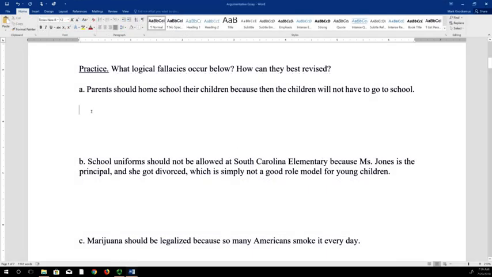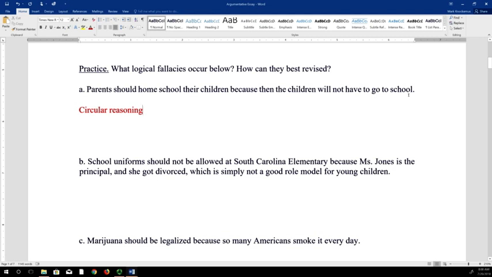All right, so example A, parents should homeschool their children because then the children will not have to go to school. What is this, guys? This is, hopefully you got this one. This was an easy one. This is an example of circular reasoning. All that we're doing here is that we're just restating what homeschooling is. Of course, if you're homeschooled, you're not going to school. So you see how this statement is just wrapping around on itself?